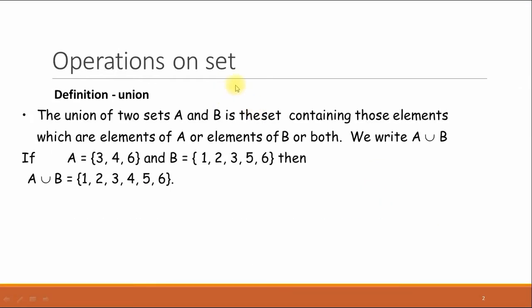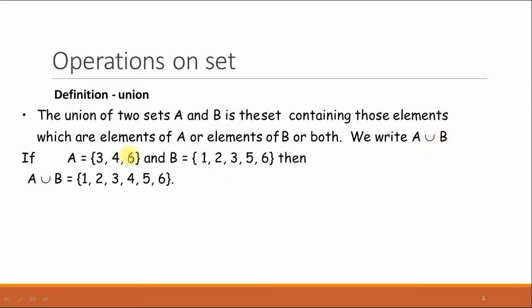Operations on sets. The first operation here is union. What is the union of two sets? The union of two sets A and B is the set containing those elements which are elements of A or elements of B or both, and we write A union B.